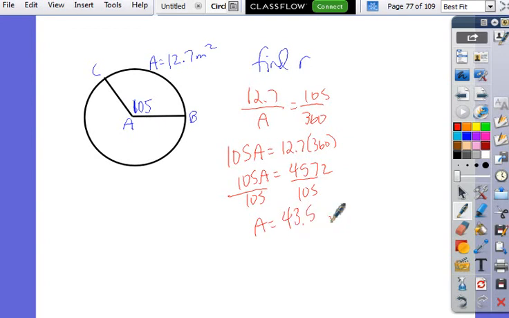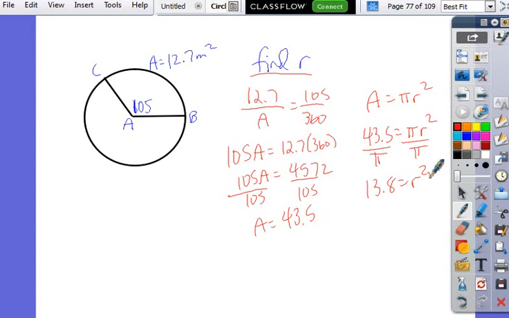But again, it's asking me to find R. Well, once I know what A is, I just go back to the regular formula, pi r squared. What is A? 43.5. What do I do to find R on this? Divide by pi. So what is 43.5 divided by pi? 13.8. So 13.8 equals R squared. And then what do I do? Not square it, but square root it. So the square root of 13.8 is 3.7.